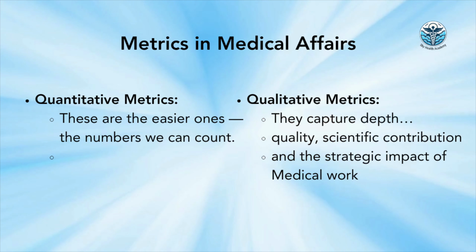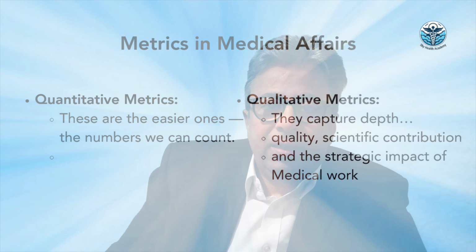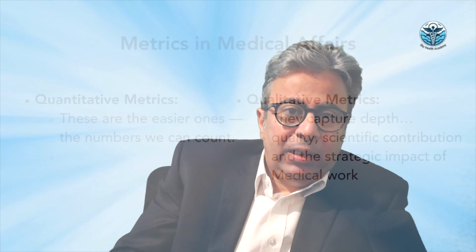And to keep things simple, we will group everything into just 2 categories. The first category is the quantitative metrics, and these are the easier ones. They are the numbers we can count. Things like the number of engagements, the number of training sessions, the number of materials that we delivered. These numbers matter because they show the activity levels and how our resources are being used.